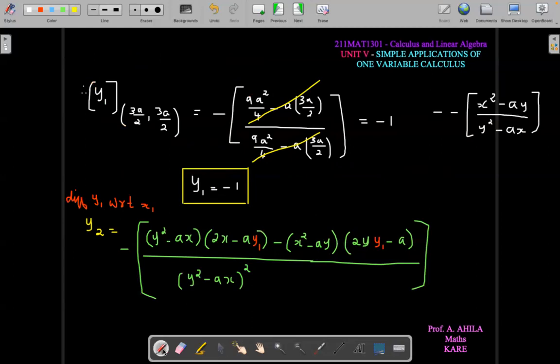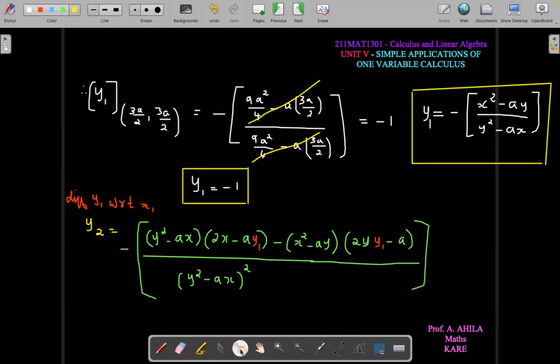So consider this one. Our y1 is minus of this, the formula. Consider this function and try differentiating again.